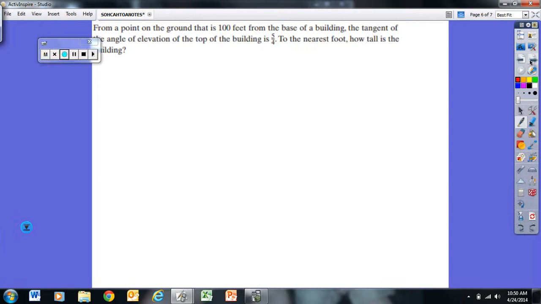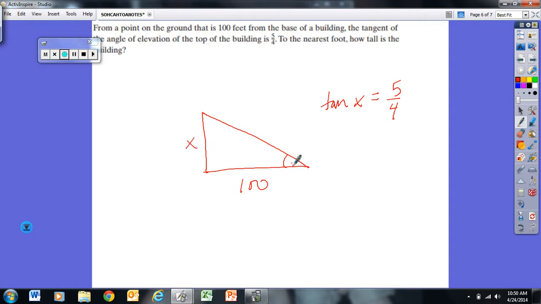From a point on the ground that's 100 feet from the base of a building, the tangent of the angle of elevation to the top of the building is 5 over 4. So the tangent of that angle x equals 5 over 4. How tall is the building? That's what I don't know. I don't care what the angle is because I know that the opposite over the adjacent side is 5 over 4, in a ratio of 5 to 4. So I would say that 5 over 4 has to equal x over 100.